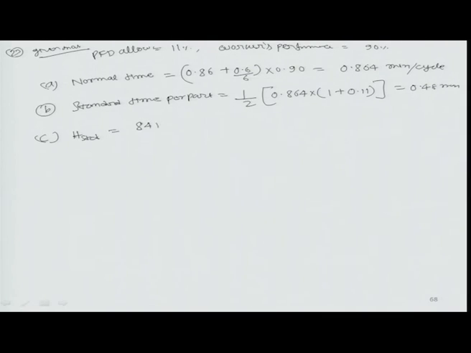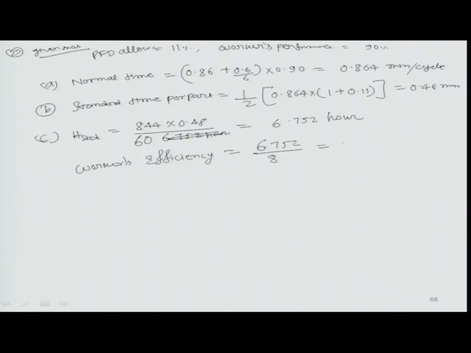So on an hourly basis what will the standard time be? We have 84 parts total, times 0.48, divided by 60, because we are converting minutes into hours, so that will be equal to 0.672 hours. Now if you want to calculate the worker's efficiency, that will be equal to that figure divided by 8. Okay. This completes the solution.